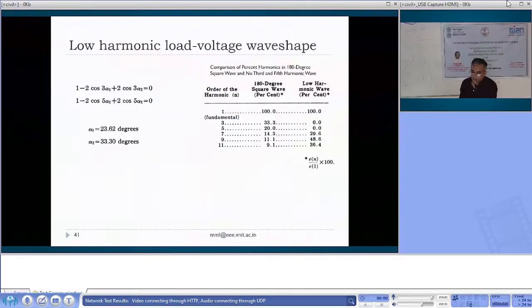With these angles selected, it is not a simple equation. You require some advanced mathematical tool to solve these transcendental equations, maybe some optimization method.